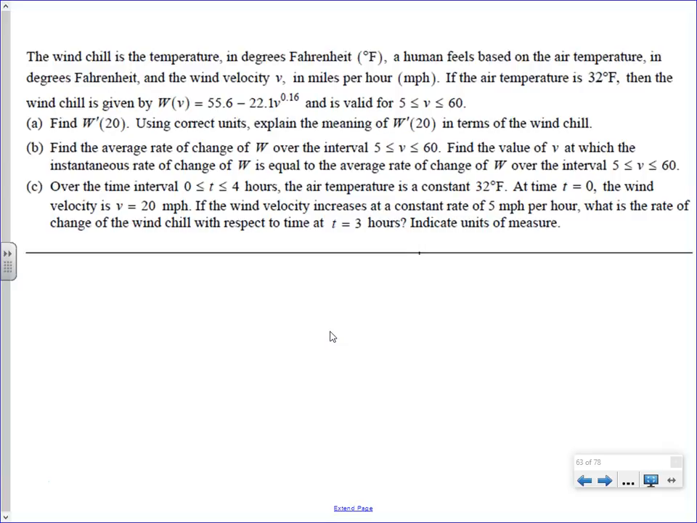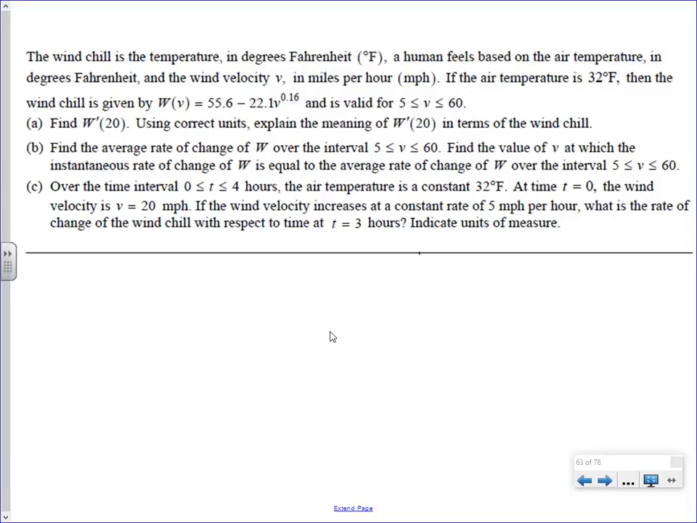The wind chill is the temperature in degrees Fahrenheit a human feels based on the air temperature in degrees Fahrenheit and the wind velocity v in miles per hour. If the air temperature is 32 degrees Fahrenheit, then the wind chill is given by, hey, they gave us an equation, that's nice, and is valid for v between 5 and 60. Letter A, find W prime of 20. Using correct units, explain the meaning of W prime of 20 in terms of the wind chill.